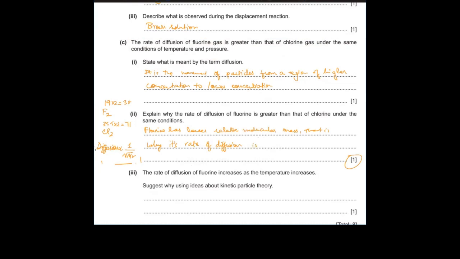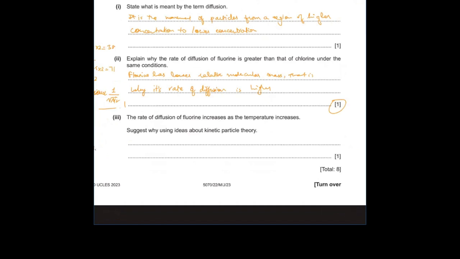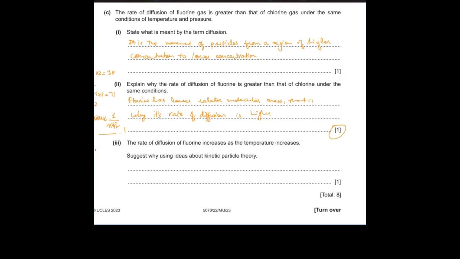So, yeah. The last part is: the rate of diffusion of fluorine increases as the temperature increases. Suggest why, using ideas about kinetic particle theory. The rate of diffusion increases as the temperature increases because the kinetic energy of the molecules increases. You know that an increase in temperature causes an increase in kinetic energy. So we'll write: as the temperature increases.